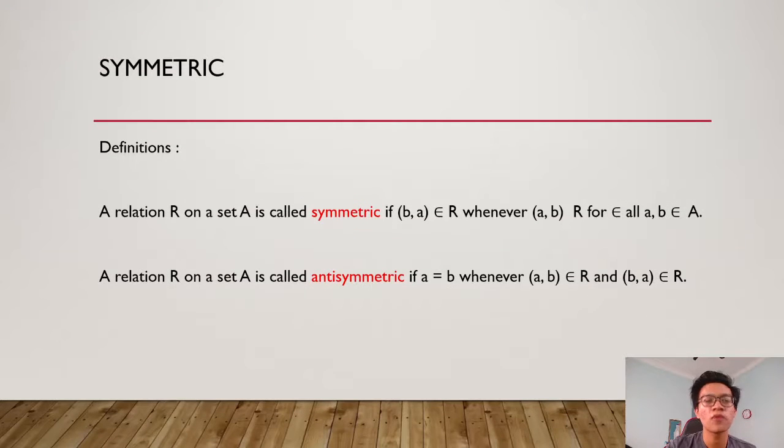Next is symmetric. The definition is: a relation R on a set A is called symmetric if (b, a) belongs to R whenever (a, b) belongs to R, for all a, b belonging to A. A relation R on a set A is called antisymmetric if a equals b whenever (a, b) belongs to R and (b, a) belongs to R.